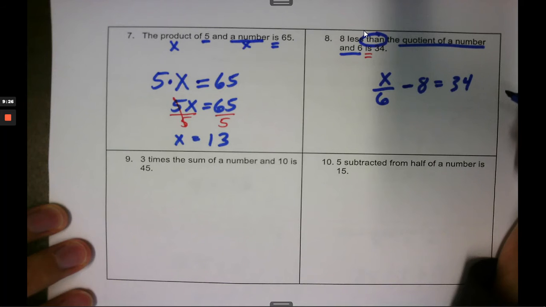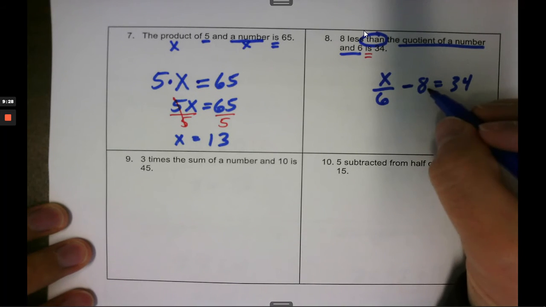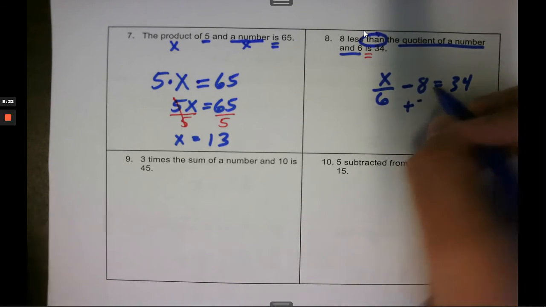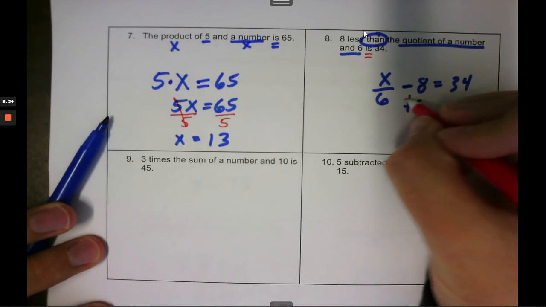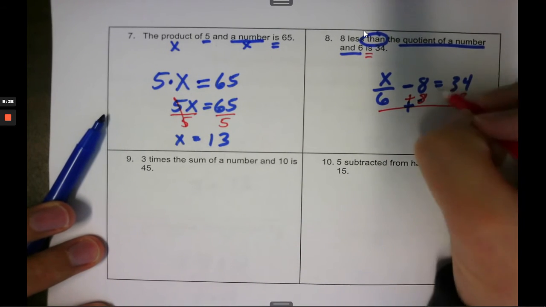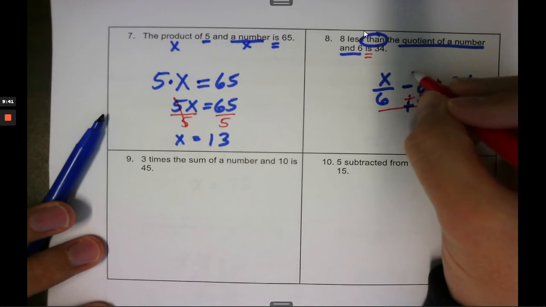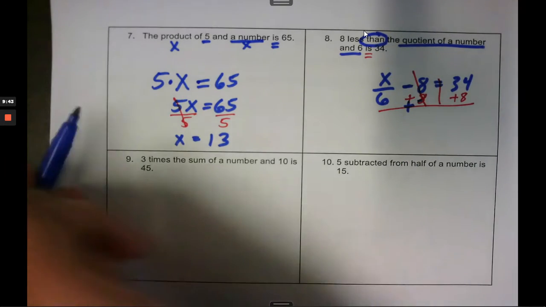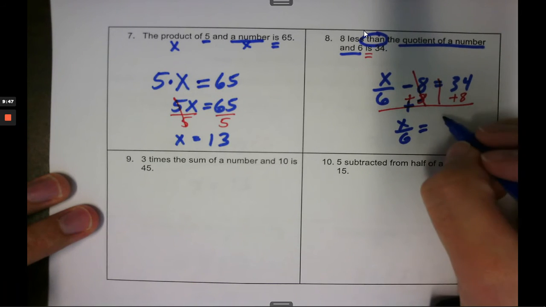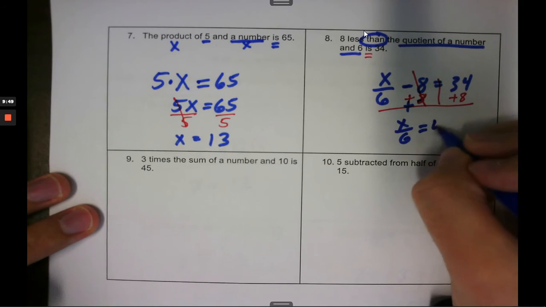So that equals 34. Okay, so first step to solving this is I need to add 8 to both sides. I should have done it in red. Need to add 8 to both sides to undo that. Negative 8 plus 8 goes to 0. And so I get x over 6 equals, and then 34 plus 8 is 42.